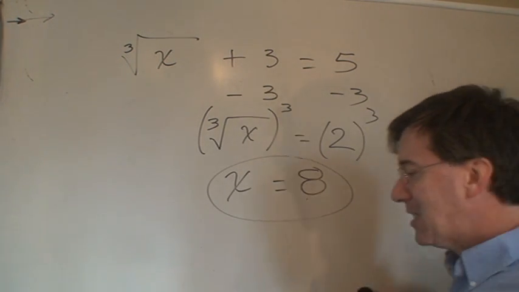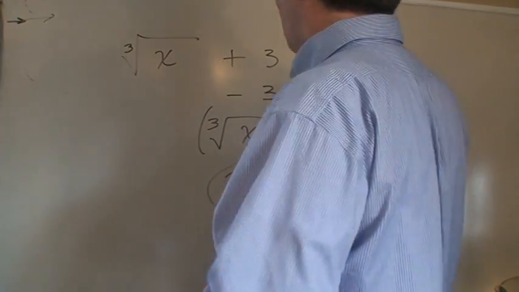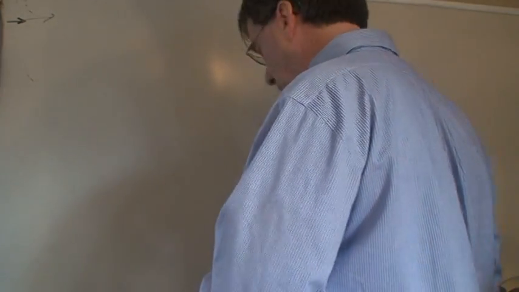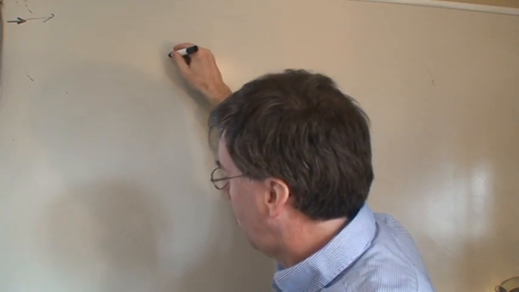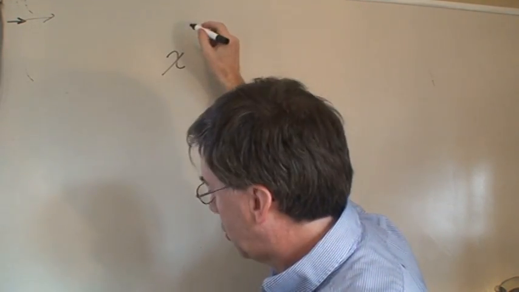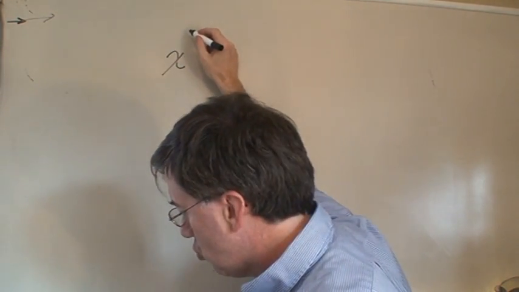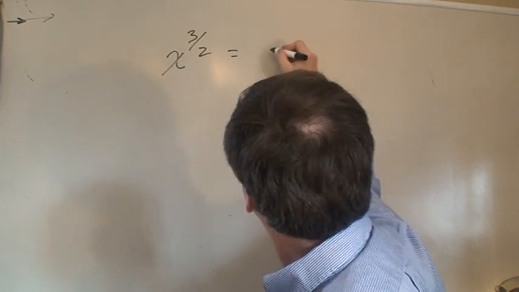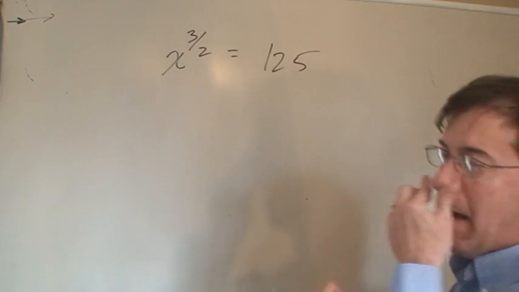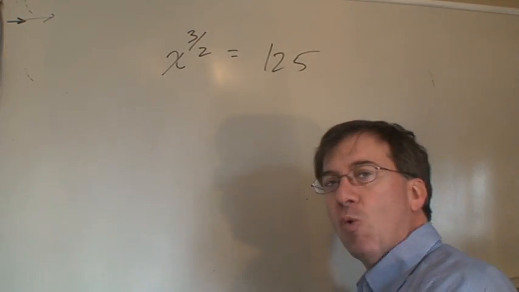All right, let's look at one that's a little different. Sometimes students have a real problem with equations with fractional exponents. And they're really not that bad, if you'll just remember a simple rule. Let's say I had x to the 3/2 equals 125, okay? x to the 3/2 equals 125.